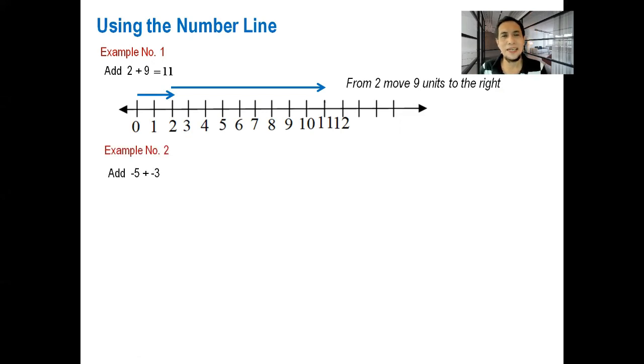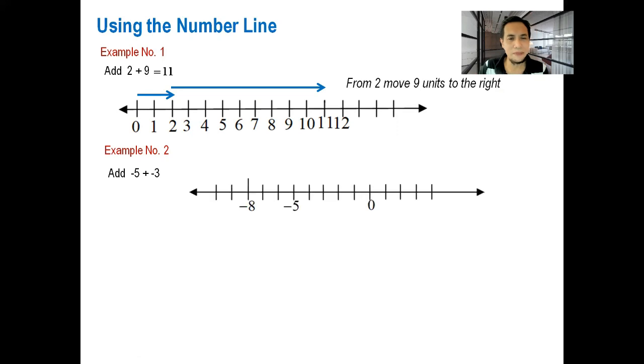Negative 5 plus negative 3. This time we are adding two negative numbers. What do you think is the sum? We will illustrate using the number line. Negative 5, so meaning from 0 going to the left to negative 5. That's 5 units from 0. 1, 2, 3, 4, 5. And from negative 5, move 3 units to the left because we have negative 3.